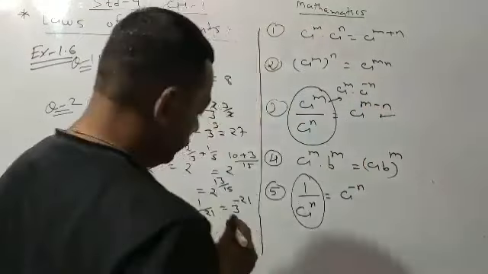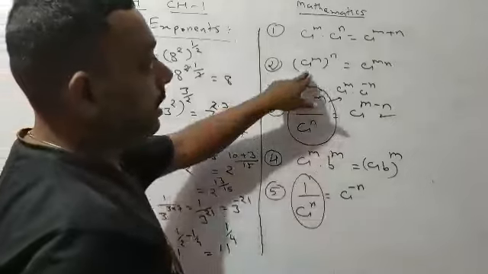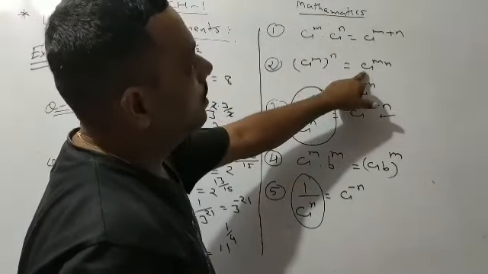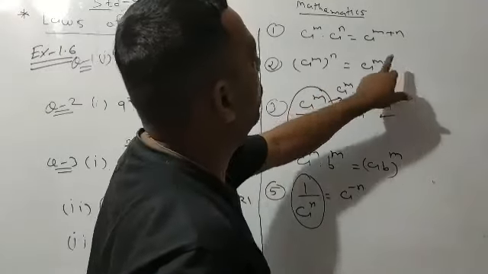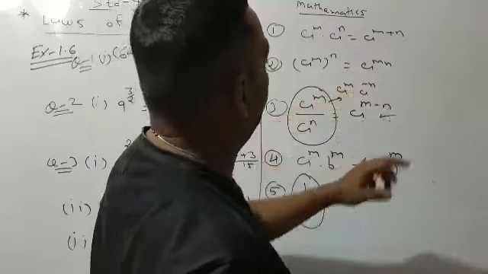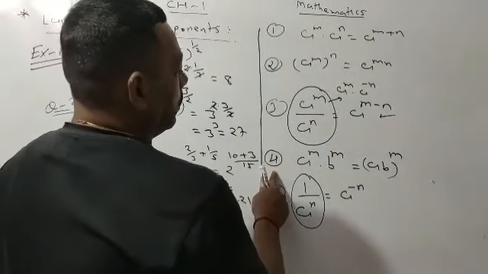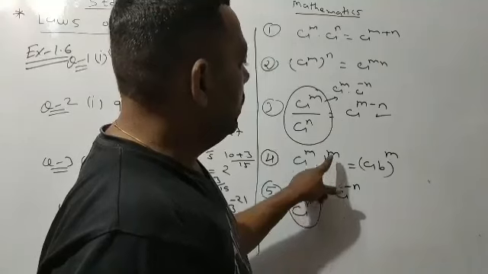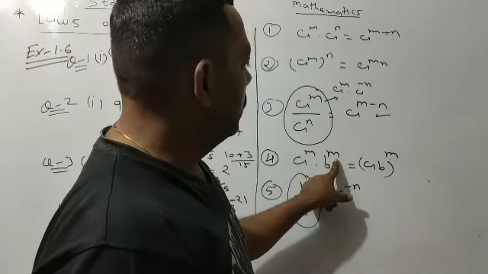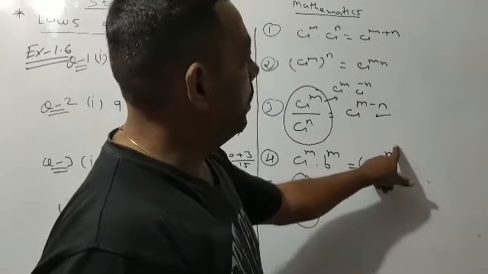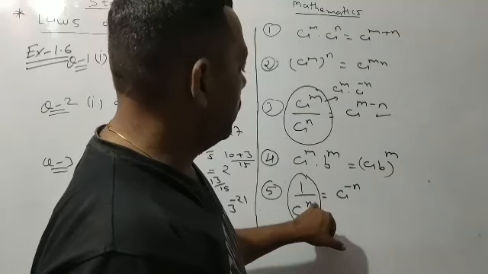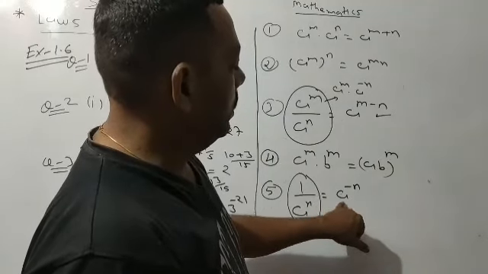Now the second one. The second one is a raised to m whole power n. Then it is considered as a raised to m into n, the product of these two. Now the fourth one, a raised to m, b raised to m. Here the bases are different but the powers are the same. So it is ab whole power m. Now the last is 1 upon a raised to n. Then it is rewritten as a raised to minus n.